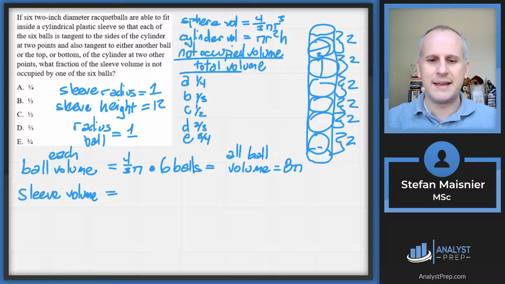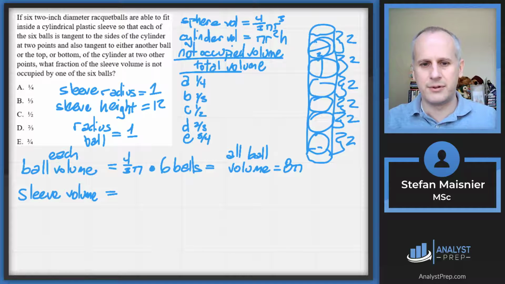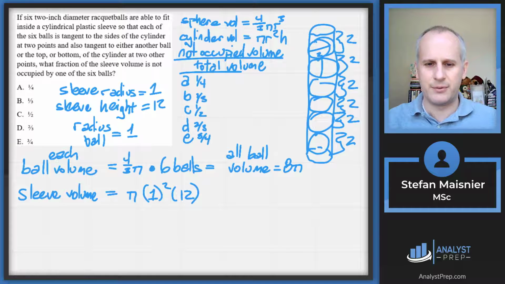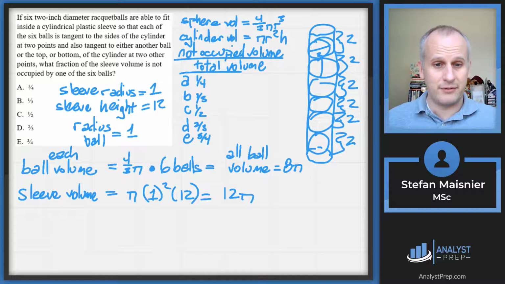So that means that my sleeve volume is going to be pi times that 1 squared times the height, which we just discovered is 12. And so that's going to be equal to my 12 pi. So our sleeve volume, the total volume, is 12 pi.